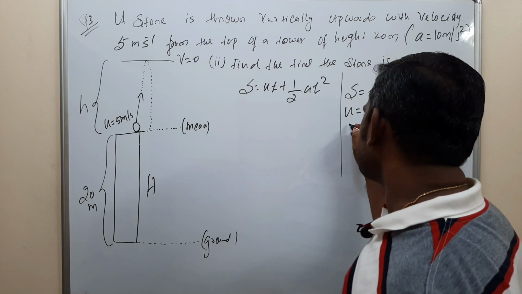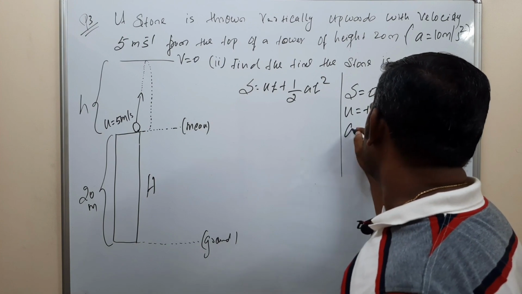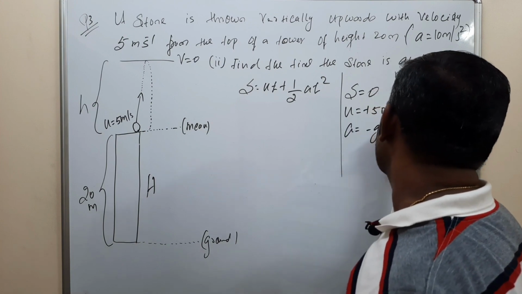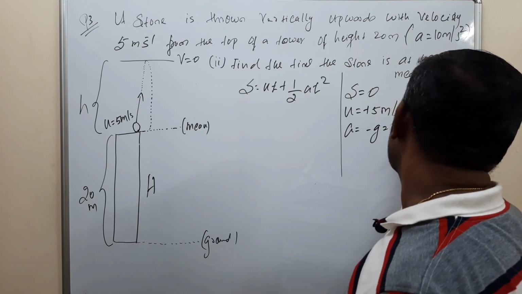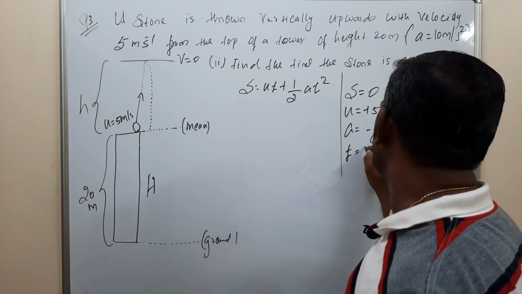Right? Then a is equal to minus g, which is equal to minus 10 meter per second square. Okay, t we have to find out.